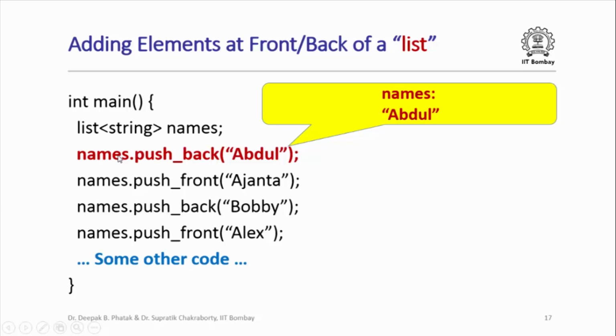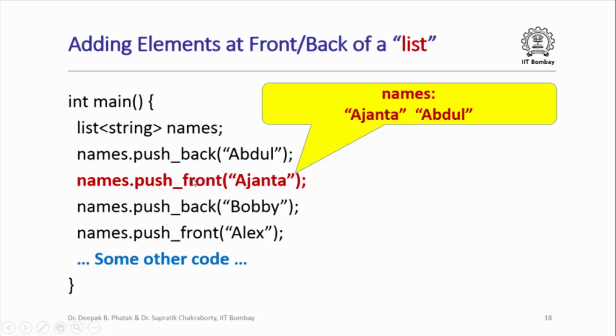Now here the names list was empty. So when we add the name Abdul after the element at the back of the list, basically we are creating a list of a single element and that element is Abdul. This is because names was an empty list to begin with. However, after having done that, once I've got a list containing a single element, note that this single element is both the front of the list as well as the back of the list.